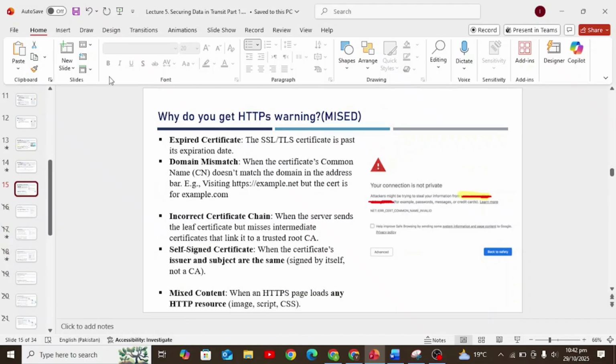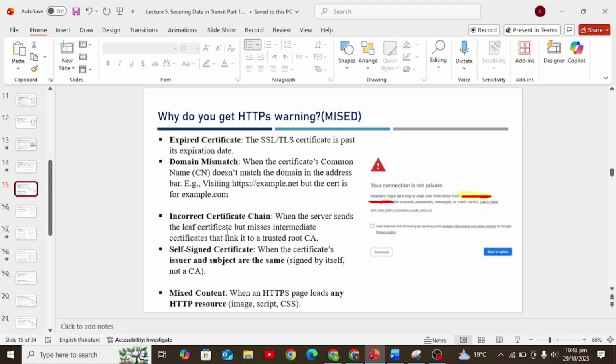If the certificate is expired, if the domain mismatches, or if it's an incorrect certificate chain, you get a warning. It's basically how the browser checks its trusted root certificates, then the intermediate, and then the website certificate. This is a complete chain. It opens up each certificate to get the public key of another certificate. We'll be discussing this trusted certificate chain in another video, which I've already made.